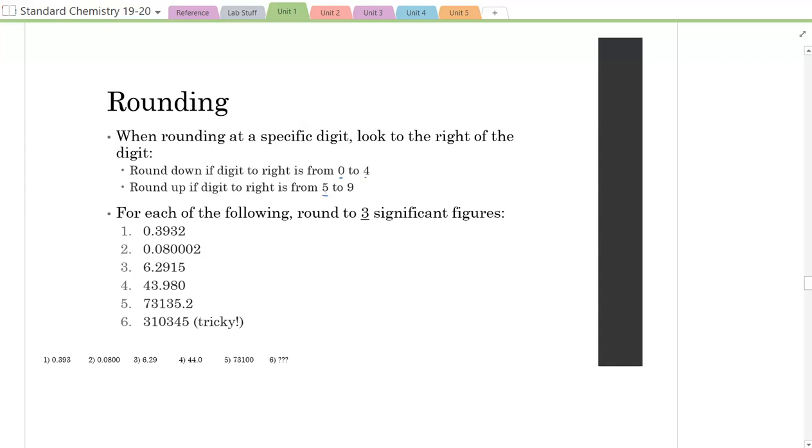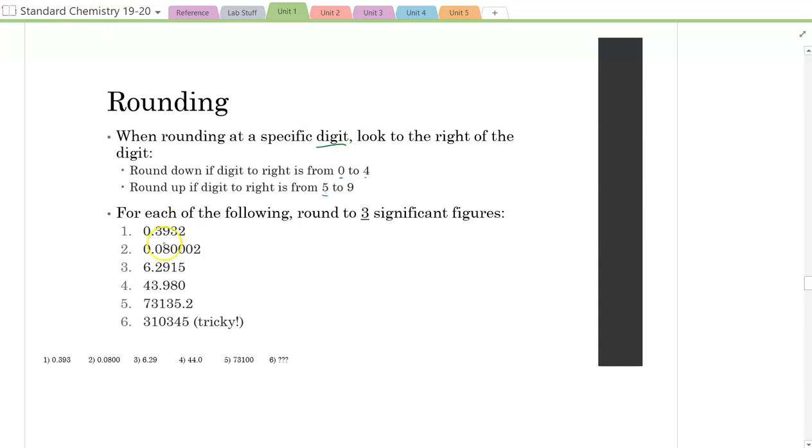First of all, we're going to round at a specific digit, and that's going to happen very frequently. We're going to find a specific digit and then look to the right of it, and basically round down if the digit to the right is from 0 to 4, or round up if the digit is from 5 to 9. That is to the right of the one that you want.